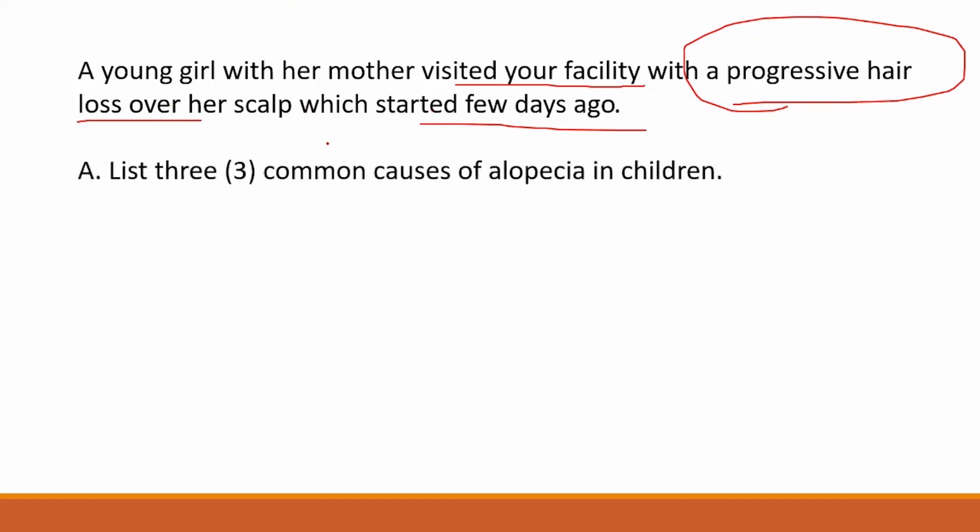Common causes of alopecia in children. So one, you can talk of tinea capitis. Most of us know it as the ringworm infection. Ringworm. So tinea capitis. You can talk about androgenetic alopecia. You can think of alopecia areata. You can think of traumatic alopecia or traction alopecia.